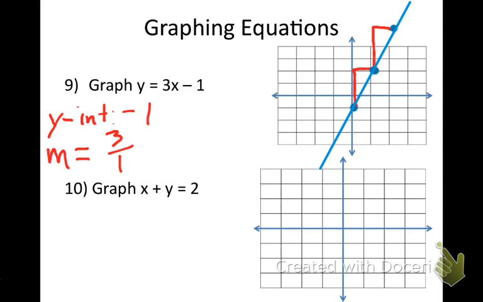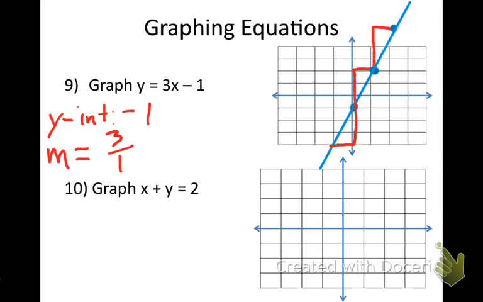Now, if, let's say, I run out of room on my graph, instead of going up 3 over 1, I could also go down 3, left 1. And why is that the same? Because down is a negative direction, left is a negative direction. A negative and a negative gives that still positive slope.